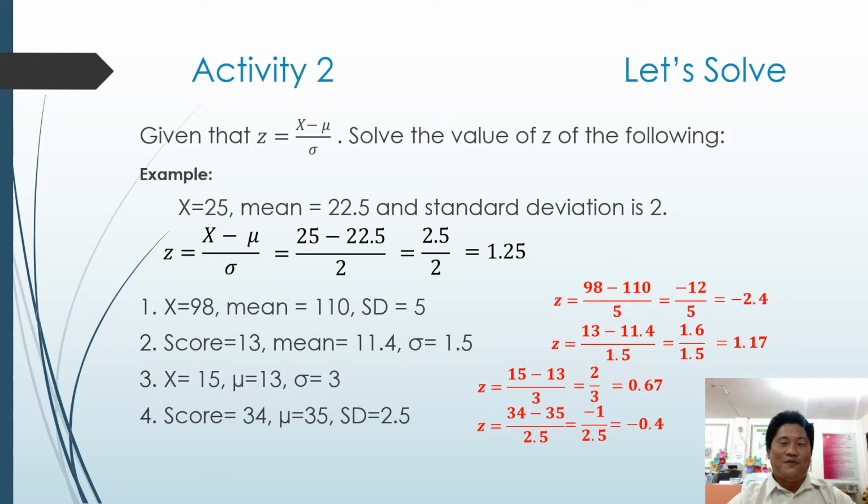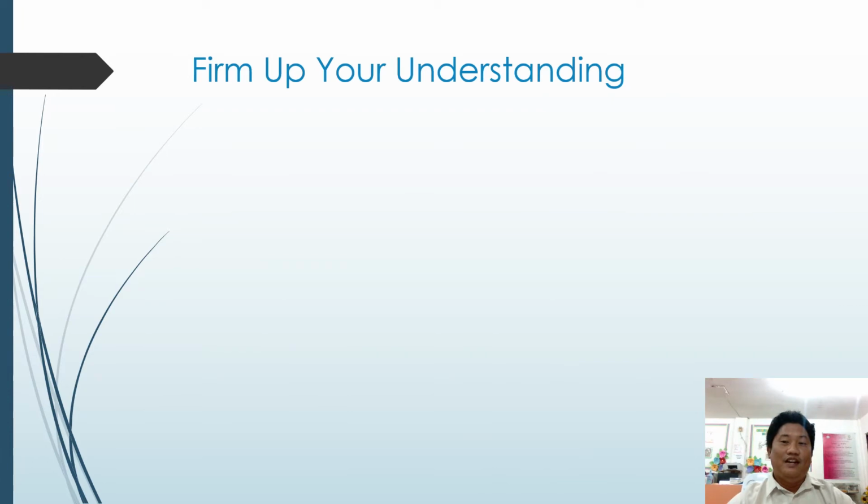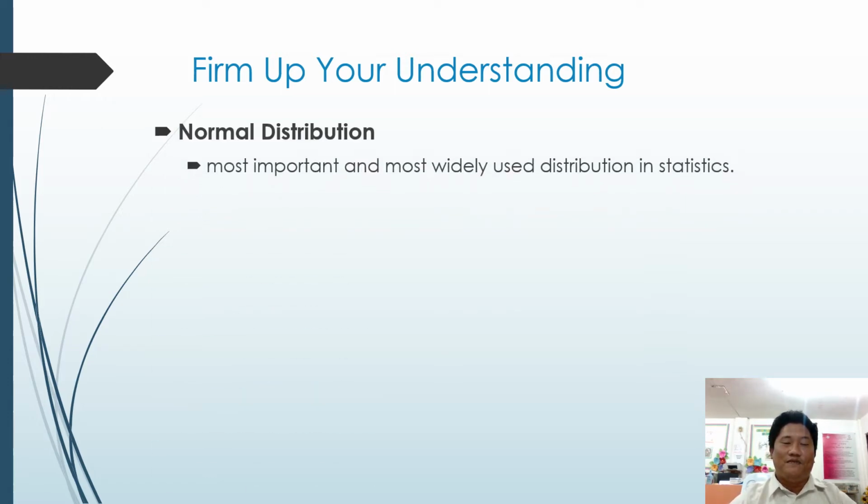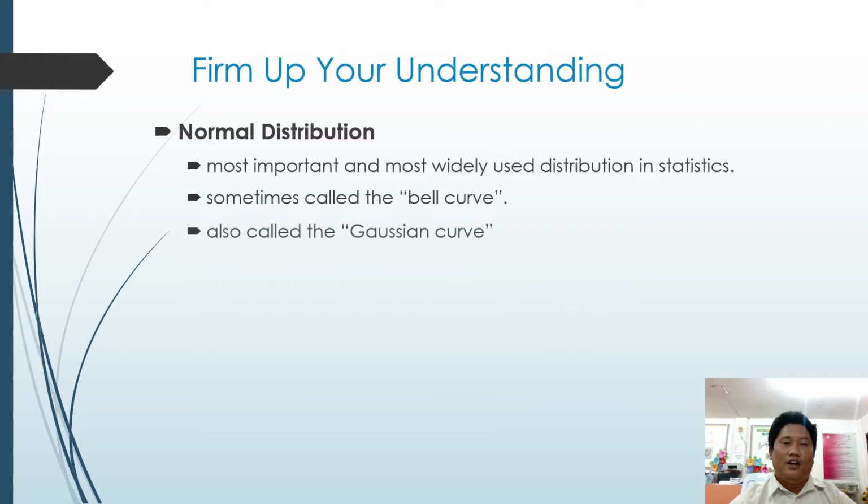Okay, so we're done with activity number 2. So now we are here, firm up your understanding. Let's start with the normal distribution. When we say normal distribution, it is the most important and most widely used distribution in statistics. It is sometimes called the bell curve, or also called the Gaussian curve from the mathematician Carl Friedrich Gauss.